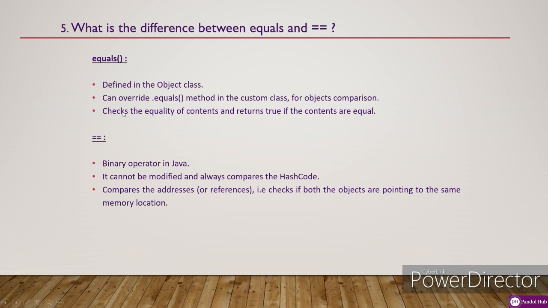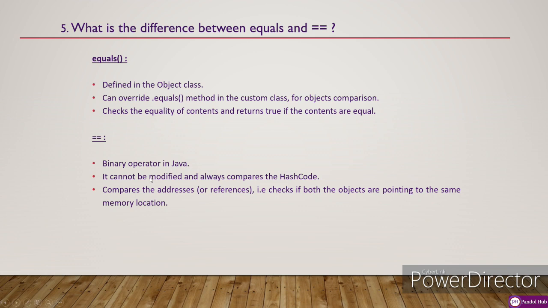And equals checks for the contents and returns true if the contents are equal. Next, going on with double equals. This represents the binary operator in Java. It cannot be modified, and it always compares the hash code and not the contents of the variables.